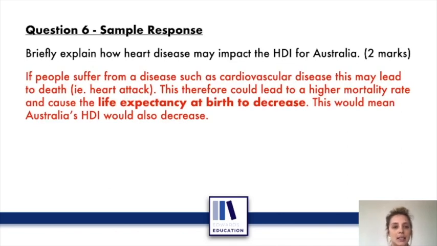This would be a sample response. If people suffer from a disease such as cardiovascular disease, this may lead to death. This therefore could lead to a higher mortality rate and cause the life expectancy at birth to decrease. This would mean Australia's HDI would also decrease. So I've explained the impact on the HDI directly after I discuss life expectancy.